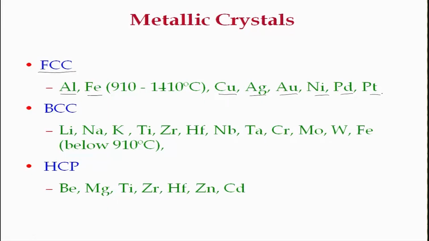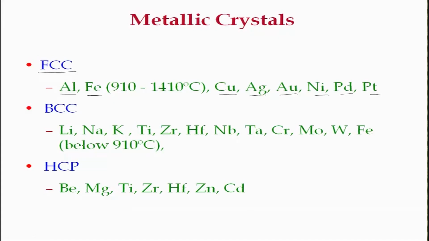Body centered cubic materials are lithium, potassium, sodium, titanium, zirconium, hafnium, niobium, tantalum, chromium, molybdenum, tungsten. Iron is BCC at room temperature, below 910 Kelvin. And then there are some metals which are HCP, hexagonal close packed.